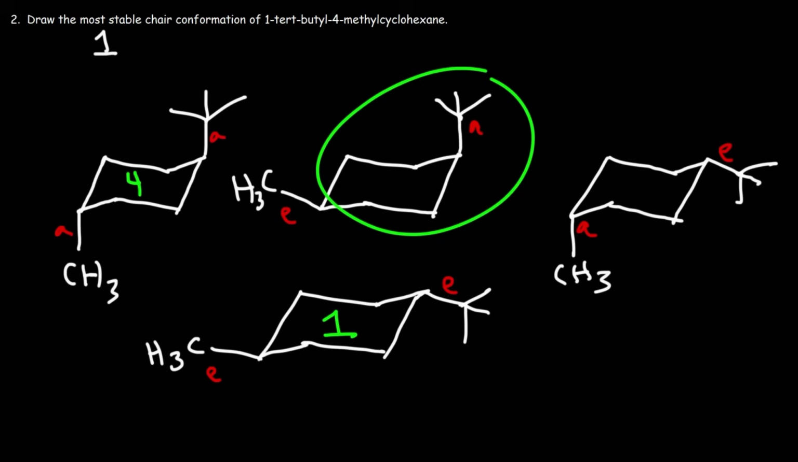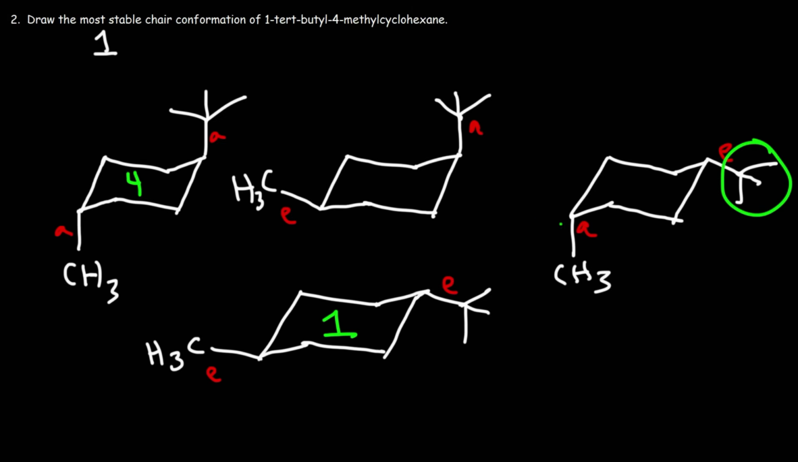Now between these two, which one is more stable? Will the stability increase if we put the tert-butyl group in the equatorial position or the methyl group in the equatorial position? Because in both cases, one is axial, one is equatorial.